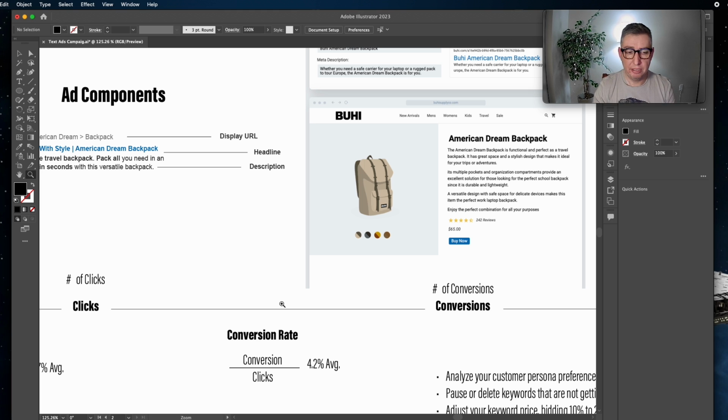Between these two, clicks and conversions, there is another indicator, which is the conversion rate. It's basically how many conversions you have per number of clicks. And here the average is 4.2. So if you have lower than that, again, you're going to have to check the information you have on your landing page.